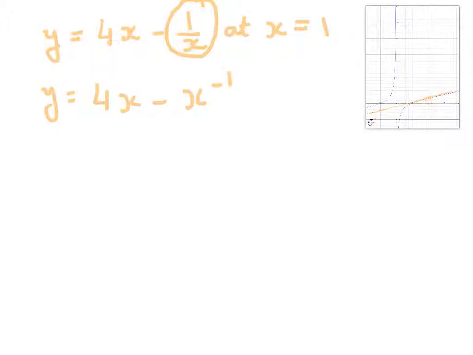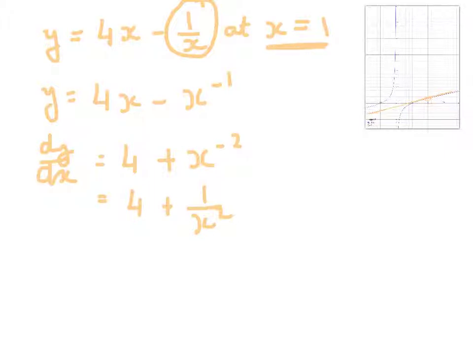Now we're ready to find the derivative, so dy dx, or just y dash if you prefer, is equal to 4 minus, and we bring the negative 1 out front, so negative 1 times negative 1 really is plus 1, and then we reduce the index by 1. That's also equal to 4 plus 1 on x squared. That enables us to find the gradient of the tangent at any point on that curve. Now we're interested in where x is equal to 1.